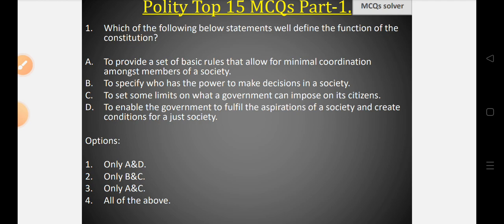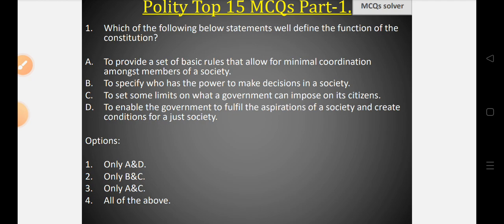Statement A. To provide a set of basic rules that allow for minimal coordination amongst members of a society. Statement B. To specify who has the power to make decisions in a society. Statement C. To set some limits on what a government can impose on its citizens. Statement D. To enable the government to fulfill the aspirations of a society and create conditions for a just society.